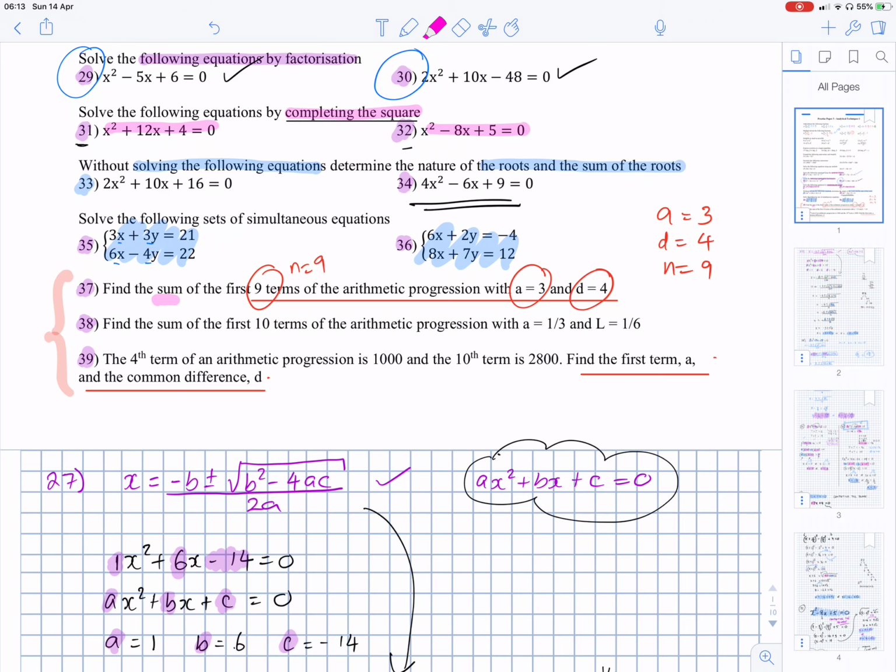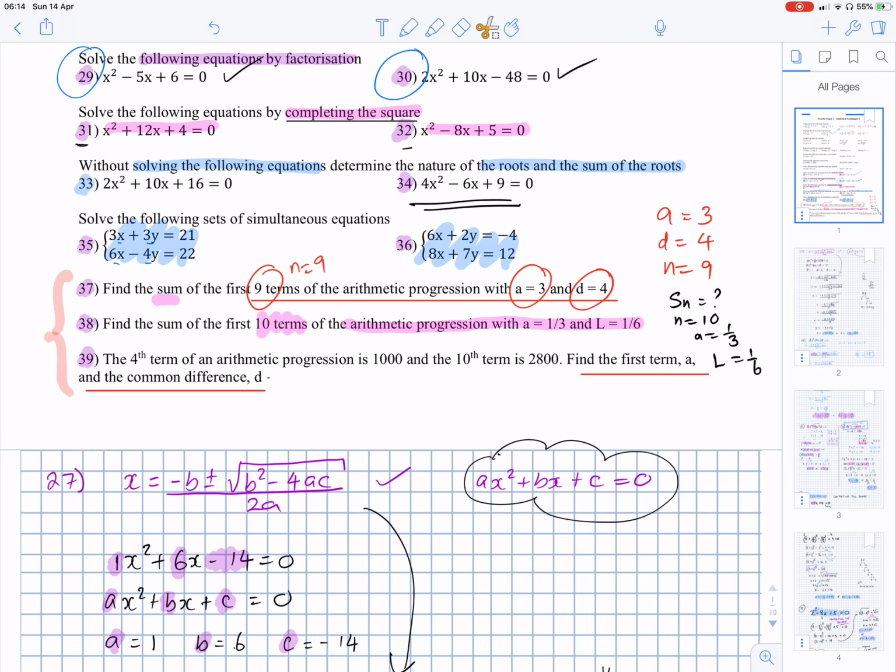Number 38 says find the sum of the first 10 terms of the arithmetic progression with a. So I'm looking for Sn again, for n equals 10, a equals 1/3, and the last term is 1/6.